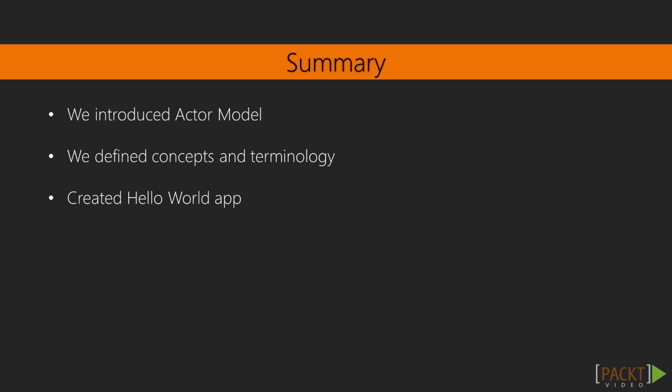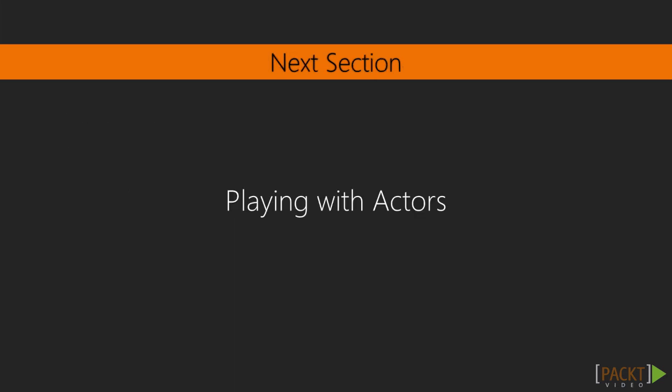In this section, we introduced the actor model and the problems before the actor model. Next, we discussed some concepts such as concurrency, parallelism, asynchronous, synchronous, non-blocking, blocking, and race condition. And finally, we created the important app called Hello World app. In the next section, Playing with Actors, we will introduce actor components, actor lifecycle, actor system, and supervision strategies.